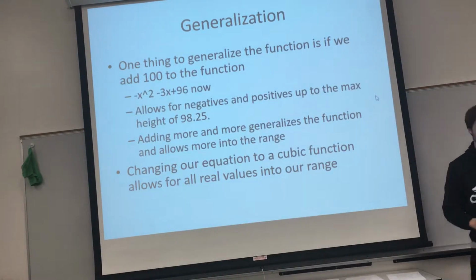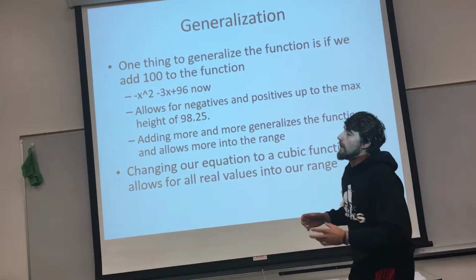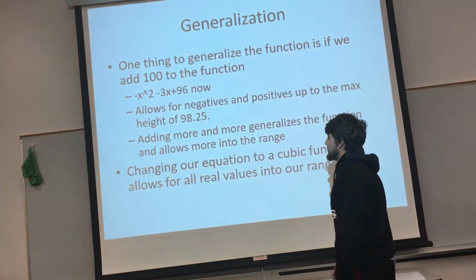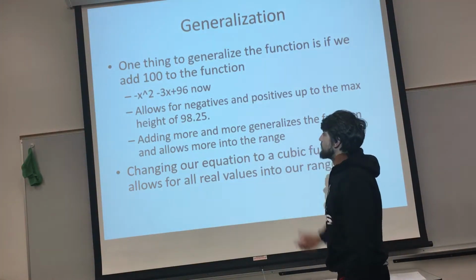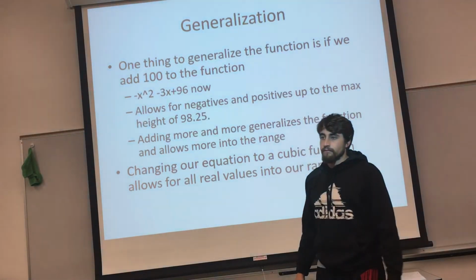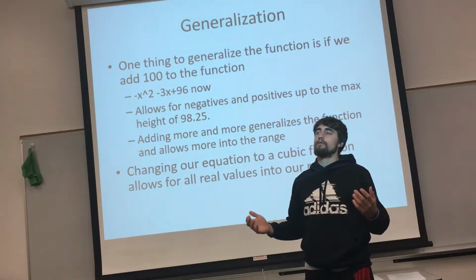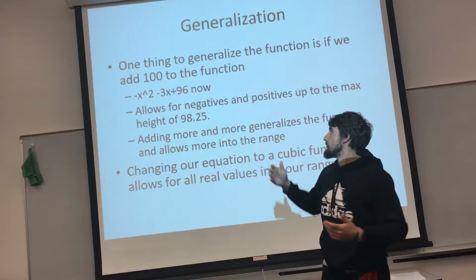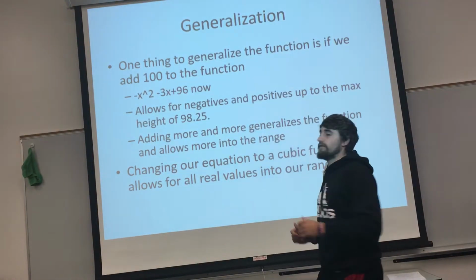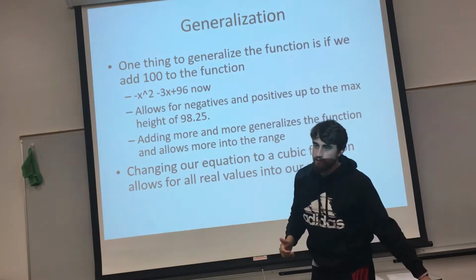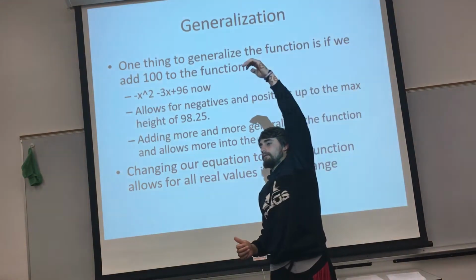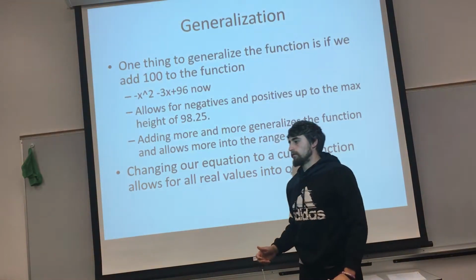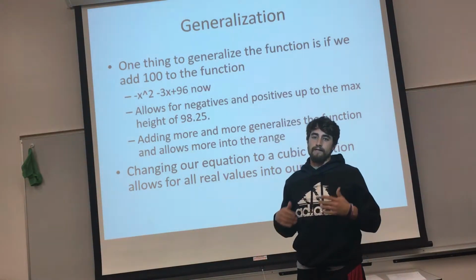Okay, well, generalization. Now, what can we do to expand the domain or expand the range? Well, one quick thing that we can do is add 100 to the function. So what does this do? It allows for positive values. It makes our max height 98.25. So this means that it starts at -infinity, increases all the way to 98.25, and then decreases to -infinity. So this allows us to get some positive values.